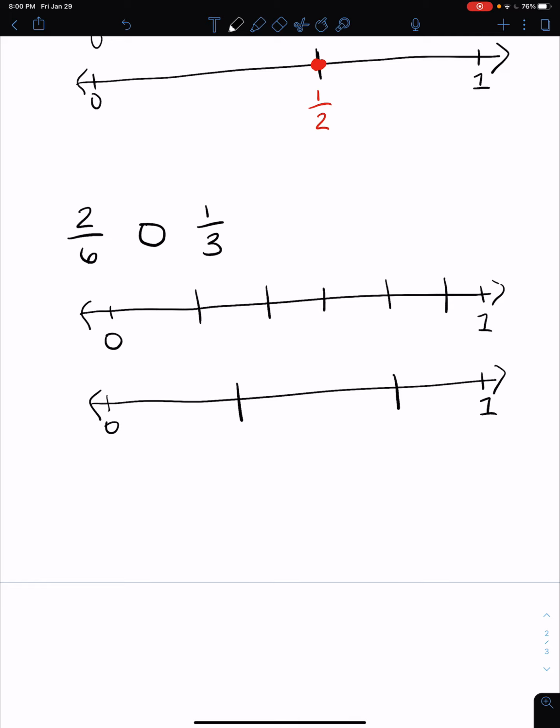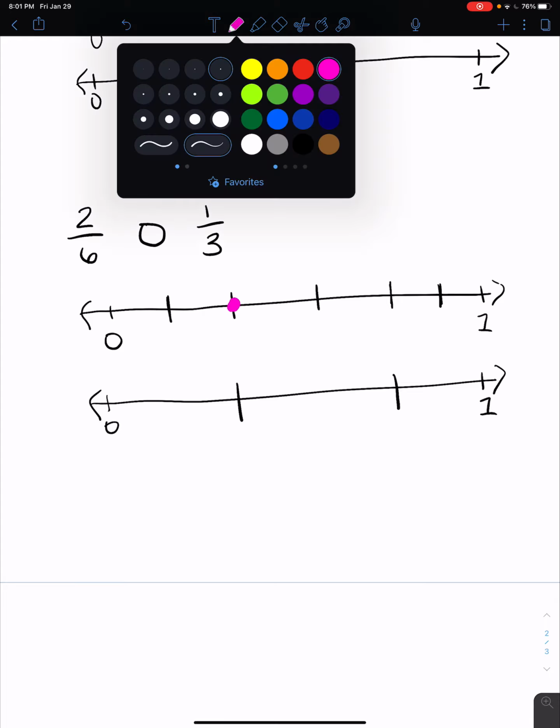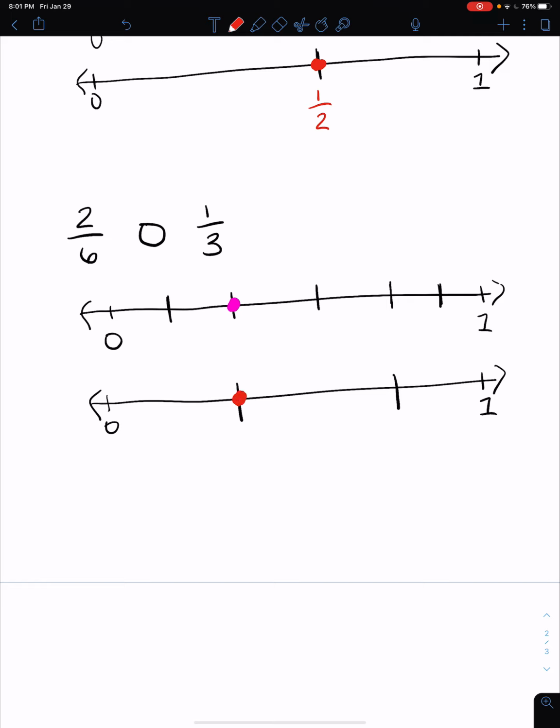Okay, so let's look and see. Let's plot our 2/6. And something with your number line, you want to try to line up your marks. So when you're drawing these, do your best to try and line them up a little bit. 1, 2, 3, 4, 5, 6. Okay, so we have 2/6, and I'm going to do that in pink. I'm going to plot this point here, and I have 1/3, which I'm going to plot in red. Now, looking at these two, I can see that they are at the same mark, or the same amount of space over. So, I can come to the conclusion that 2/6 is going to be equal to 1/3.